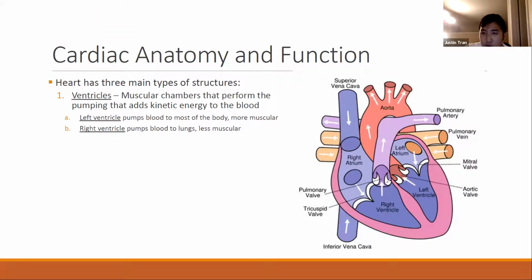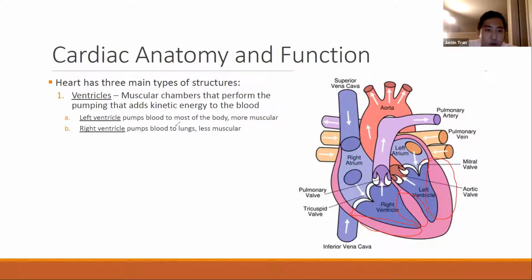You can see that the tissue around the ventricles right here is a little bit thicker, and that thickness represents how the ventricles have a lot of muscle. That's important because they actually have to pump blood through your body. You have two of them, and your left ventricle is usually more muscular than your right ventricle. You can see that in this figure right here.